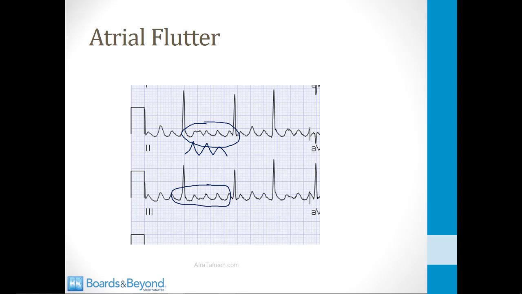Note also that the QRS complexes are irregular here. These two are far apart and these two are close together. Atrial flutter can generate a regular or irregular rhythm depending on the conduction from the atria to the ventricles.